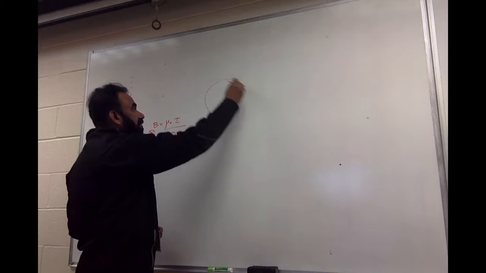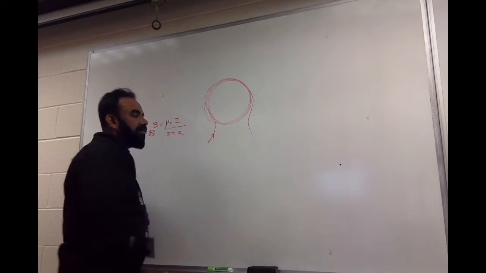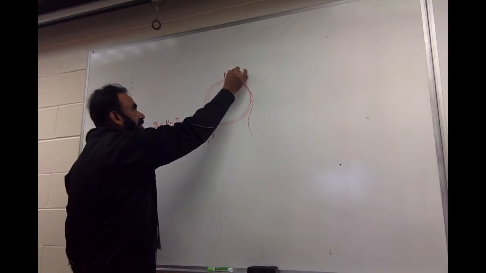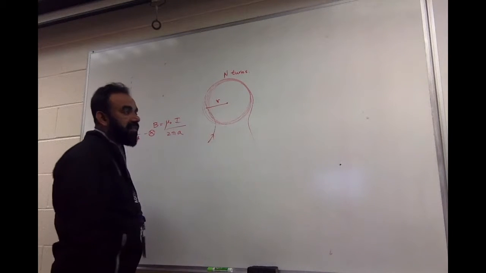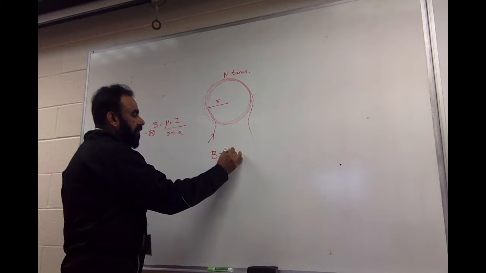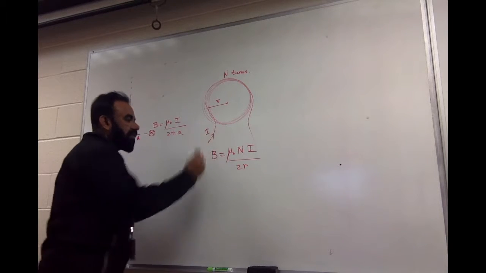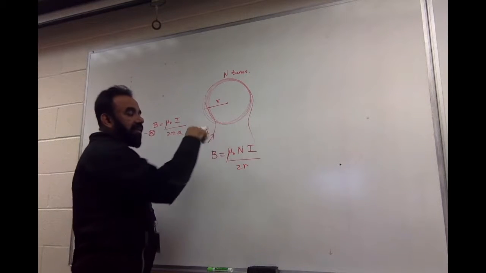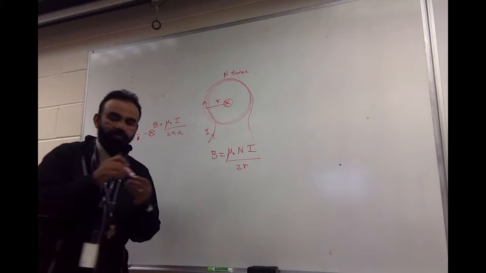And the other one that you saw was a coil, a flat circular coil. When you have a flat circular coil of radius r containing n turns, the magnetic field at the center of this flat circular coil is B equals mu naught N I over 2R. Of course, there should be a current flowing through it. The direction of the magnetic field is given by the right-hand grip rule.